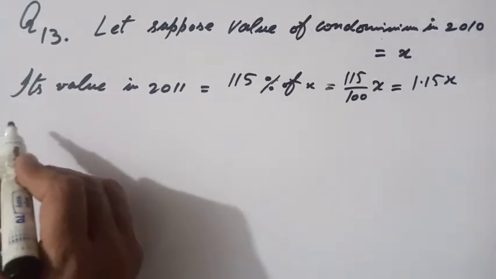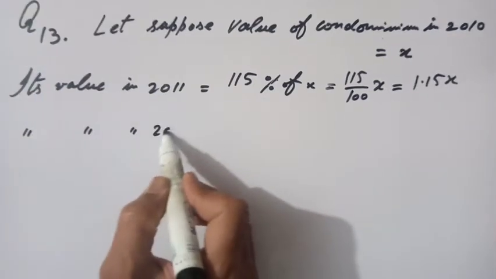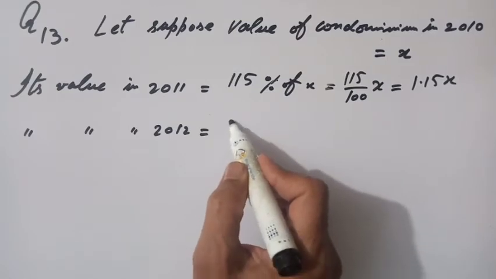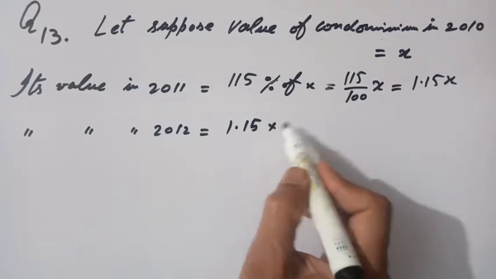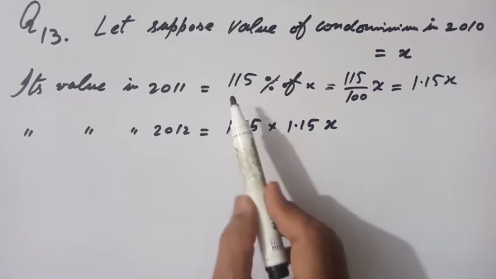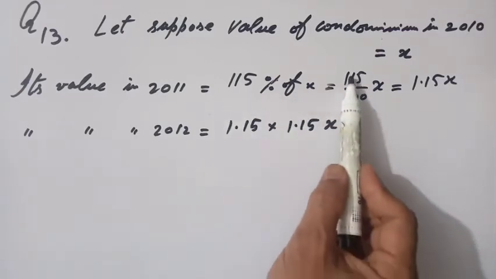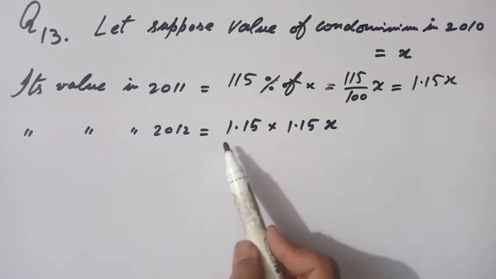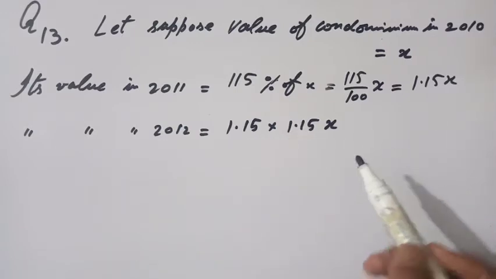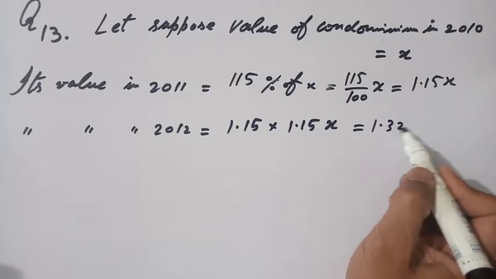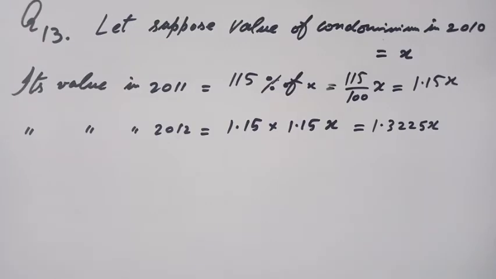Right? Now its value in 2012 is further increased by 15%. So it would be 1.15 multiplied by 1.15 of x. How did this 1.15 come? This is just like this one, 115%, then this divided by 100, and then 15% of this value increased, so 115% multiplied by this value would be equal to 1.3225x.